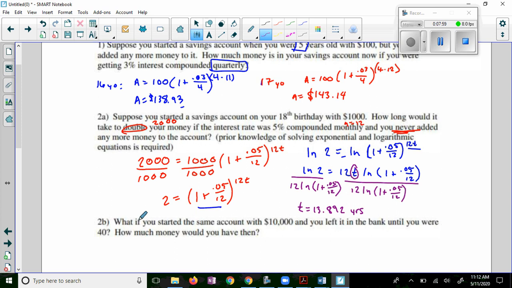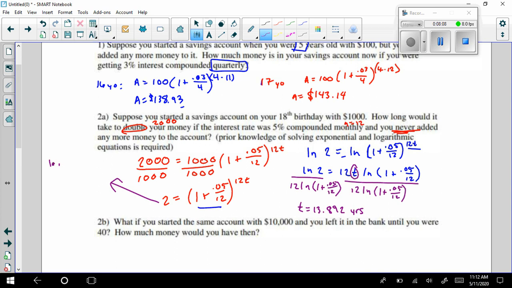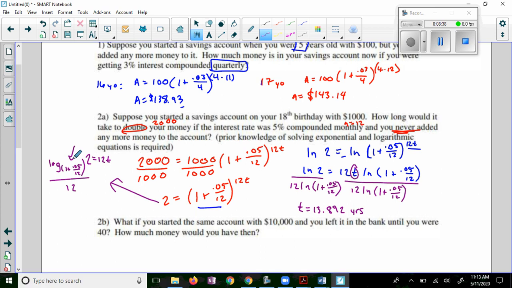Okay. But again, the other way you could have done this was back here. Could say log base 1 plus 0.05 divided by 12 of 2 is equal to 12t, and then divide that by 12. Because a lot of you have the ability to type in a different base in your calculator, so that's fine as well. You should get the same answer when you do that as we did the other way.